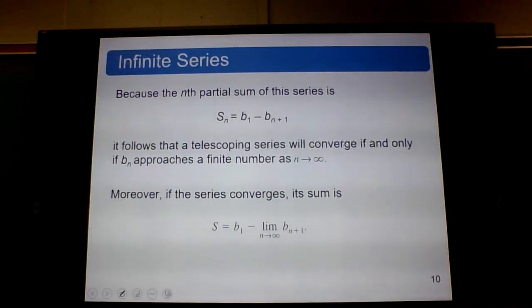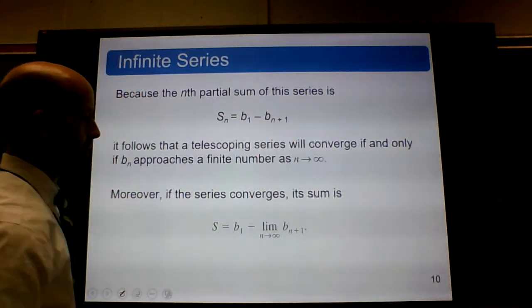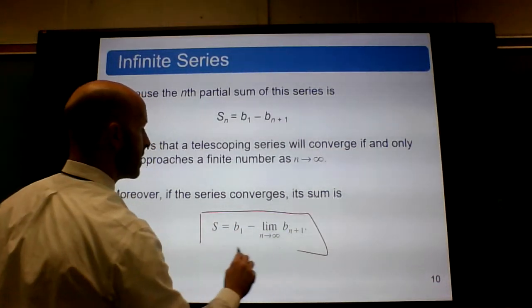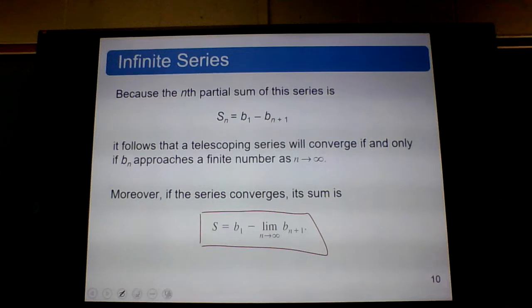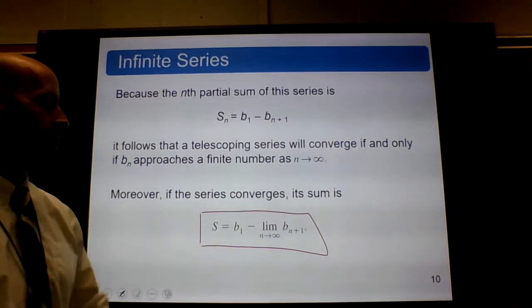Because the nth partial sum of this series, s sub n, is b sub 1 minus b sub n plus 1, and as n goes to infinity, this is going to go to 0. So it turns out, in this last example, this is the formula to find the sum of a telescoping series. It's the first term, b sub 1, minus the limit of the last term.